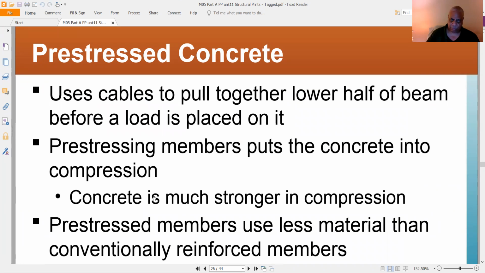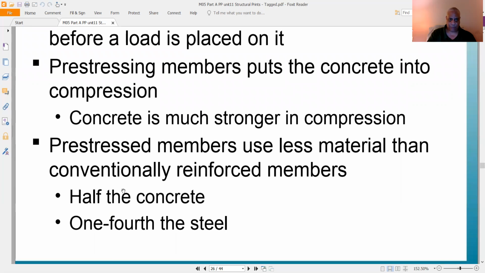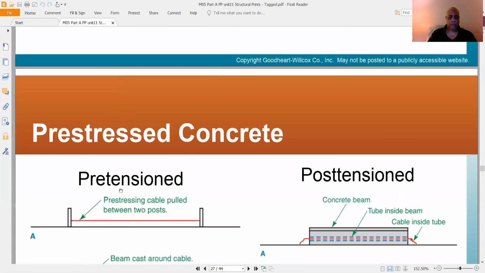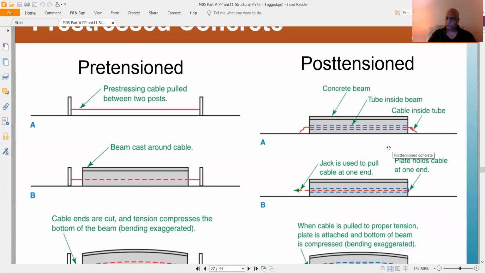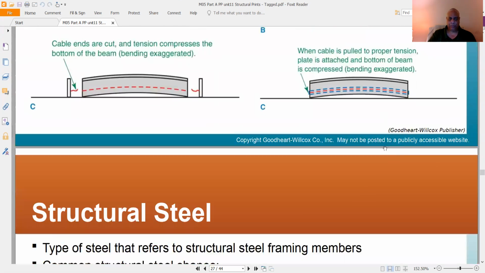the force goes up. Now, you remember this, concrete is much stronger in compression. So pre-stressed members use less material than conventionally reinforced members. Half the concrete, 1/4 of the steel. That's why it's cheaper to do everything in pre-stressed mode. Again, here are the diagrams. Here's your post tension. You have your beam cast around cable, and you have your pre-tension and your post tension. Again, you can check the video out. It has everything you need to know.